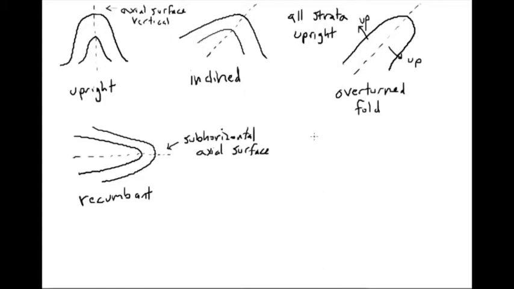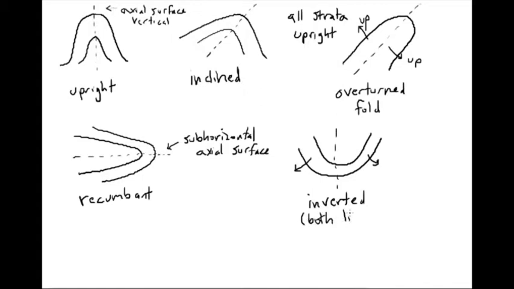And if both limbs of the fold have been overturned so that the original way up is now down, we call this inverted. So here, both limbs face down.